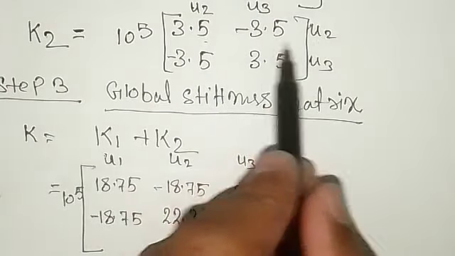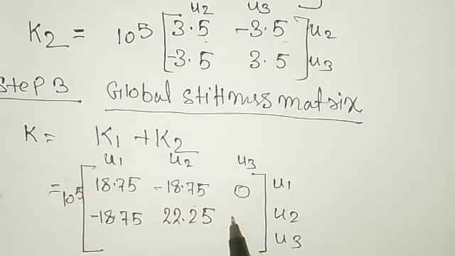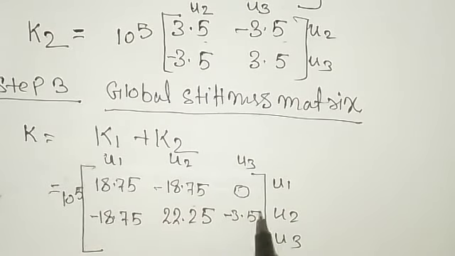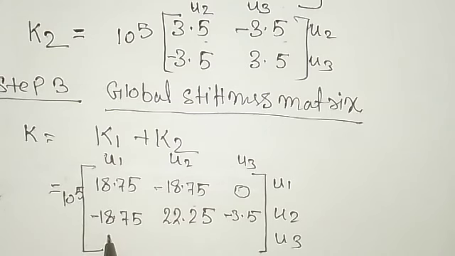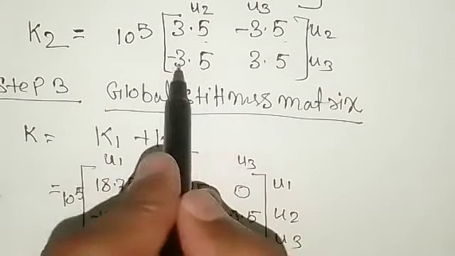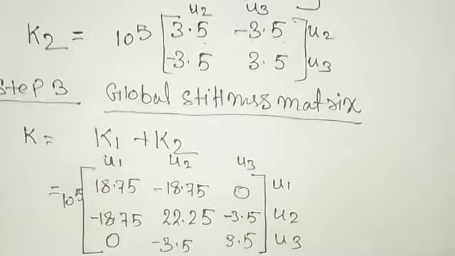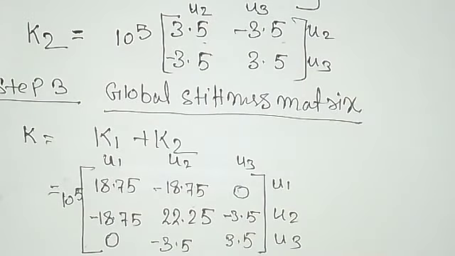So u3, u2, that is third row, second column, is minus 3.5. Then we'll see 1, 3. 1, 3 we don't have, that is 0. 2, 3, we have a 2, 3, that is second row and third column, that is minus 3.5. And 3, 3 is finally 3.5. So this is how we will add the matrix.